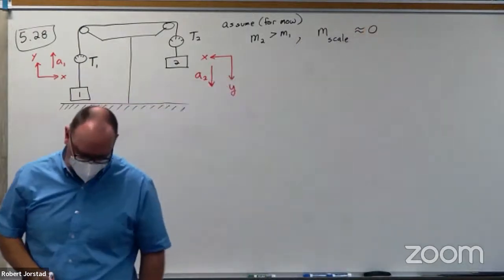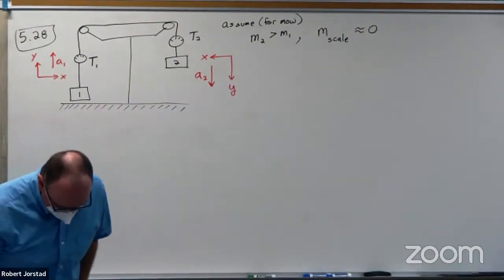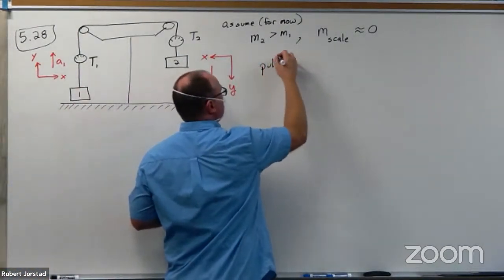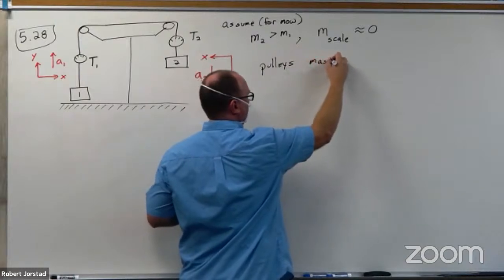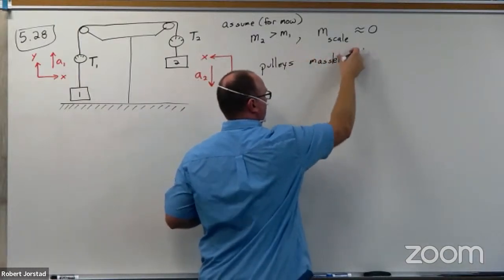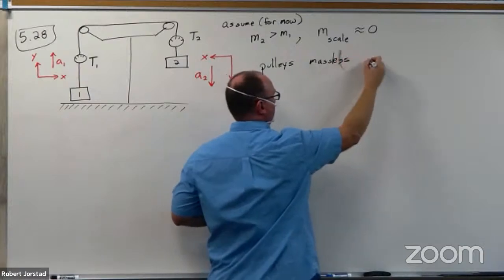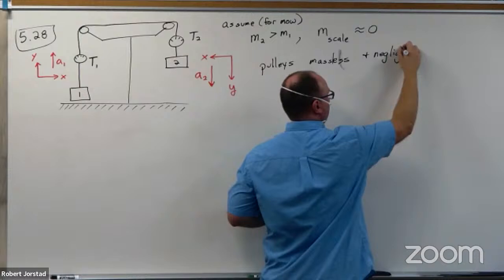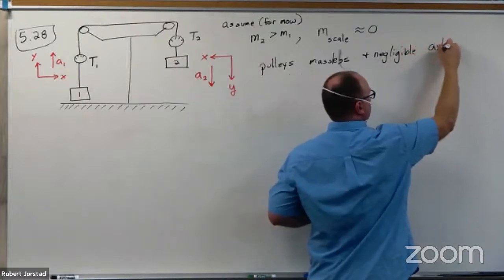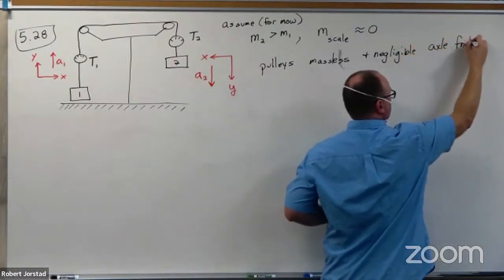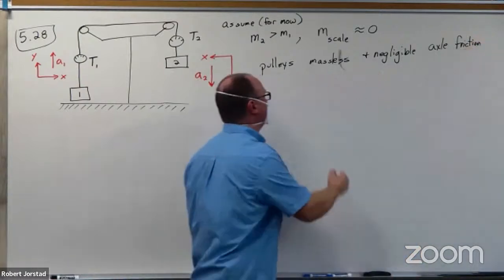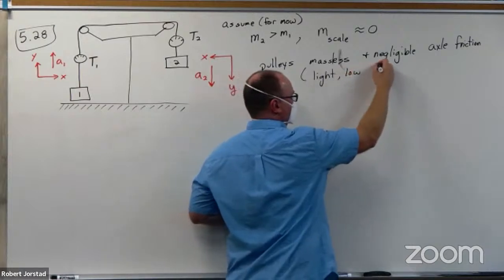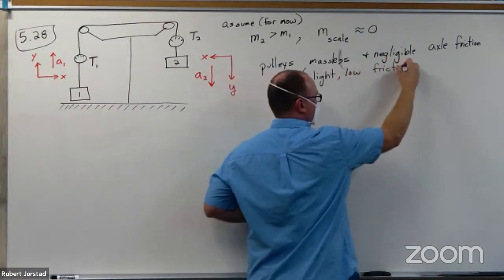What else are we going to assume? The pulleys are massless. Whoops. And negligible axle friction. So basically, we're assuming we have light, low friction pulleys.